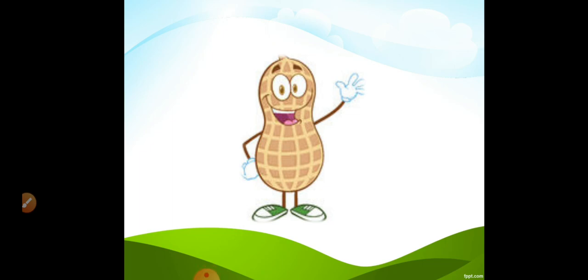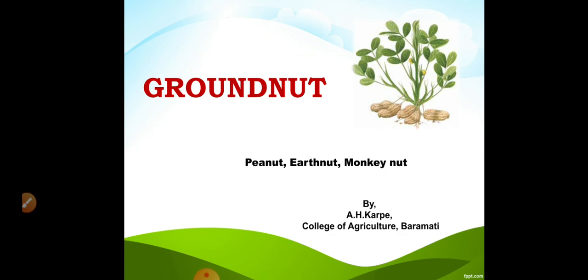I think by this photograph you identified it. Yes, you are right. And this crop is included in our next agronomic class. Okay, so here is that crop, groundnut. See, this groundnut crop is known as peanut, earth nut, monkey nut, and even manila nut also.